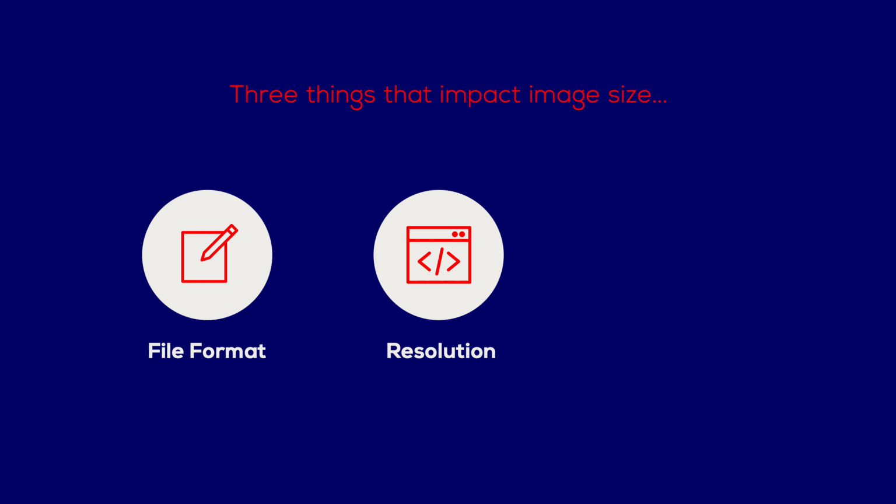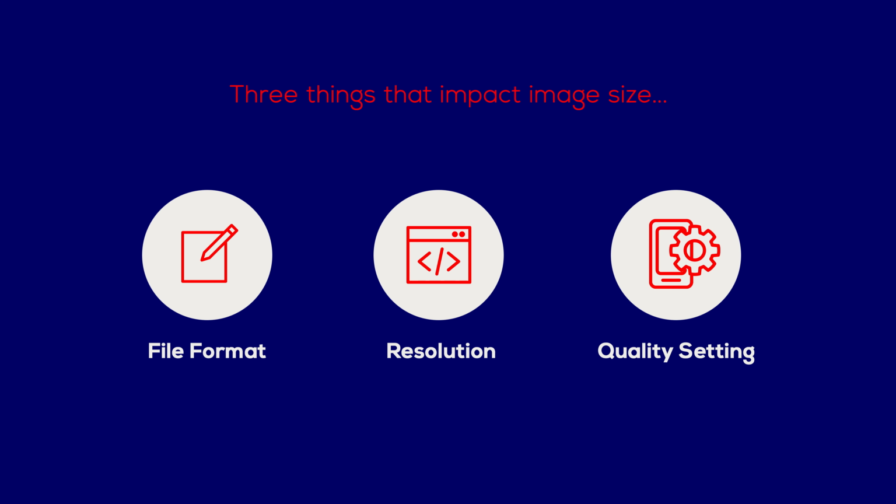The last factor we'll want to look at is the quality setting of your JPEG when exporting it. The quality setting controls how lossless your image is, and it essentially allows you to reduce a file size by sacrificing some quality. This reduction in quality is for the most part hardly noticeable.